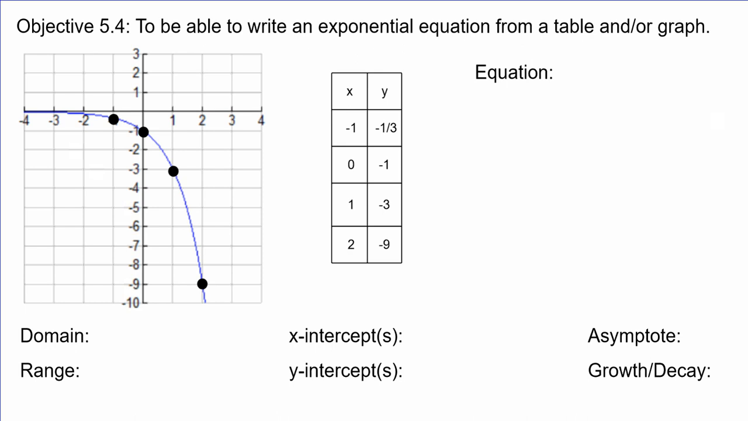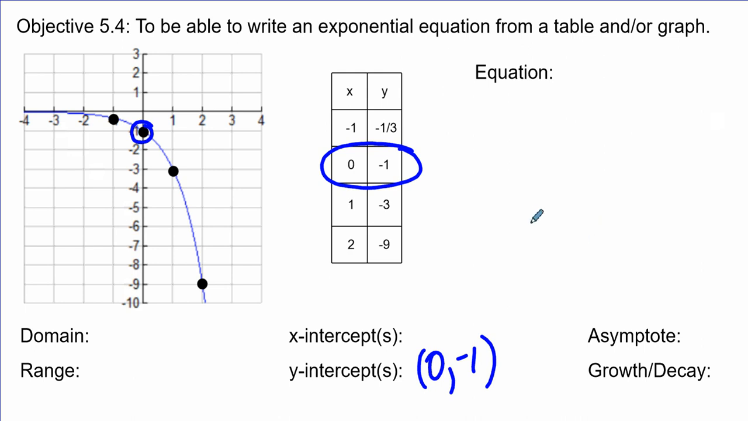So if we take a look at our first one here, a couple of things we should notice. One, we know it's an exponential equation because of the shape. We can also see as x increases, the y's decrease, so it's a decay function. We also know a couple of key features by looking at our table. We can identify our y-intercept at (0, -1).